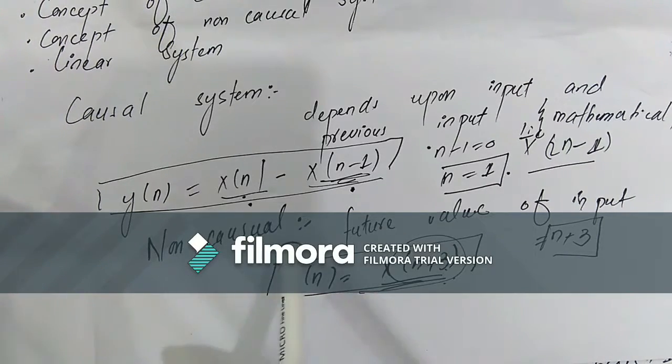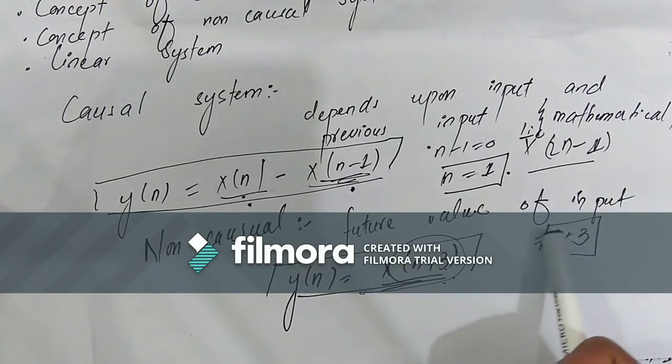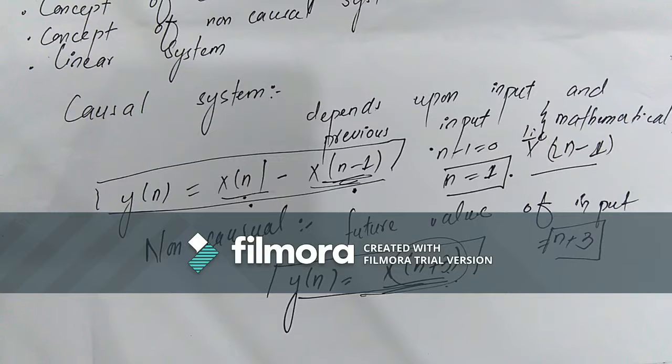Now moving on to the next topic, that is called the non-causal system. The non-causal system is defined as something that depends upon the future value of input. If we look at it mathematically, the function would be y of n is equal to x of n plus 3. Here we can clearly see that n plus 3 is a value that depends upon the future, and that is the reason this function is non-causal in nature.